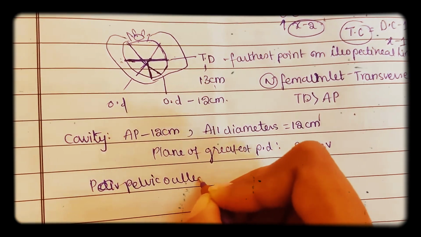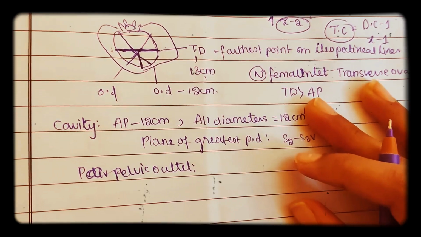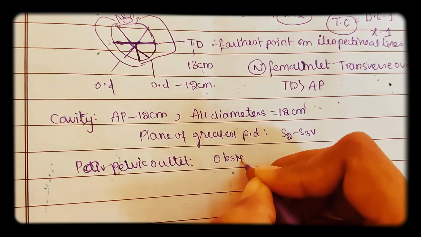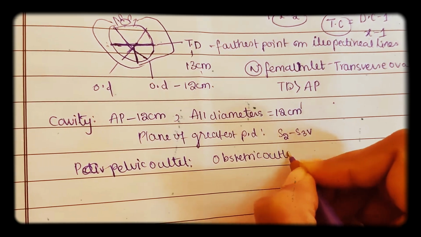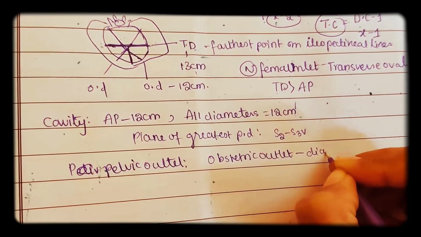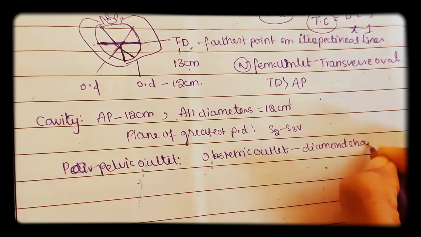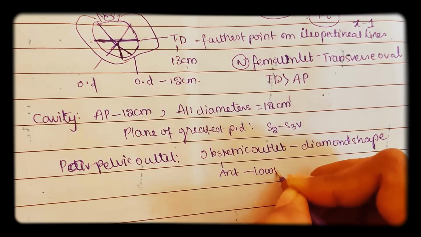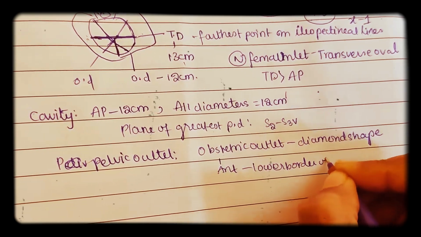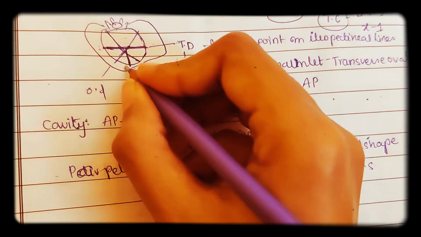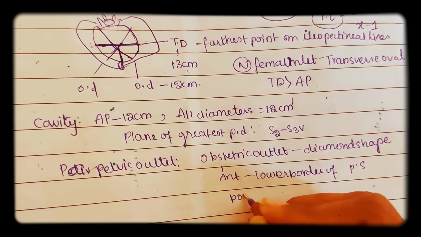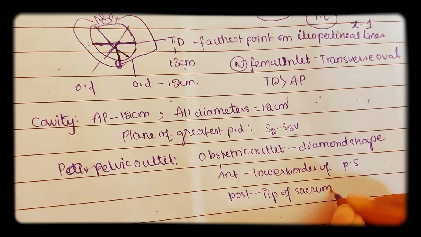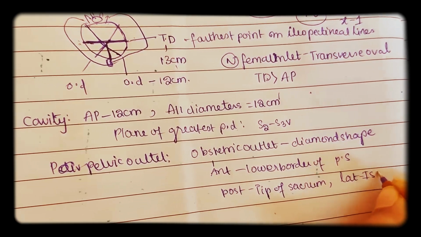Pelvic outlet. If you see different types of outlet, there will be different shapes. Coming to the obstetric outlet, it is a diamond shape. Its borders are: anteriorly, the lower border of the pubic symphysis; posteriorly, the tip of the sacrum; and of course laterally, the ischial spines.